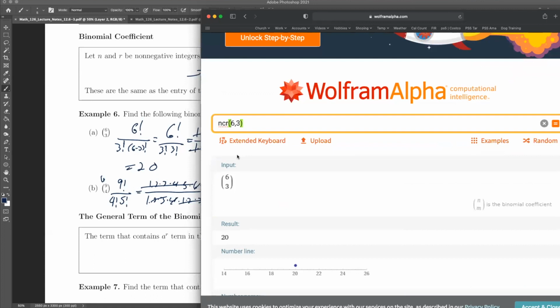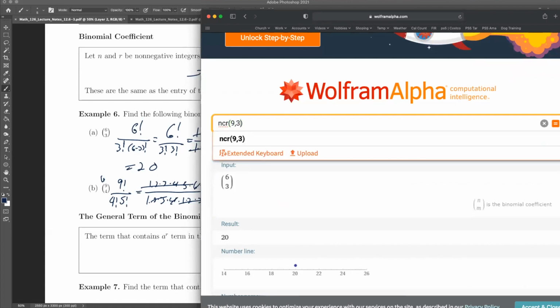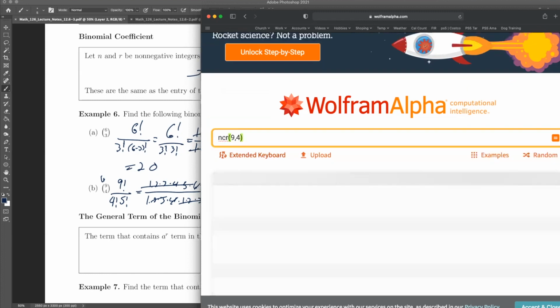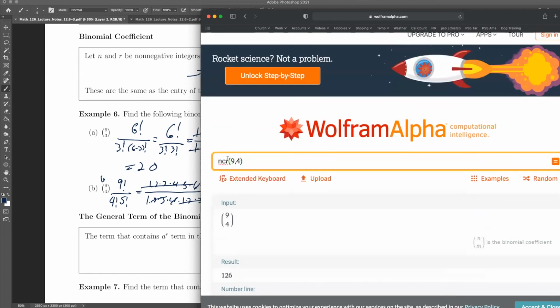Here we can type in what other things we calculated. 9 and 4. You get 126, and here we can type in our 100 and 3.